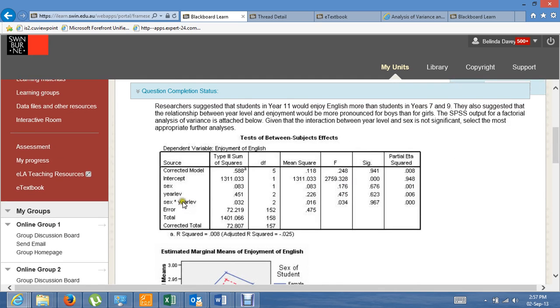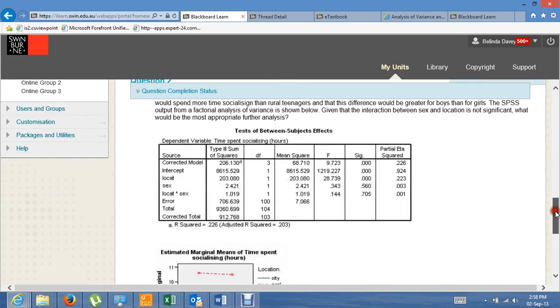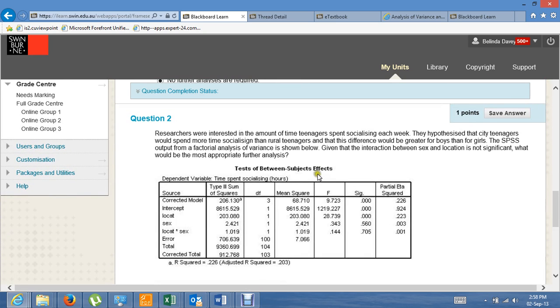So you can see the interaction is not significant. Year level is not significant. The main effect of year level is not significant, and the main effect of gender is also not significant. So you wouldn't do any further analyses because nothing is significant. So there's nothing to analyse, no further analyses to be done.